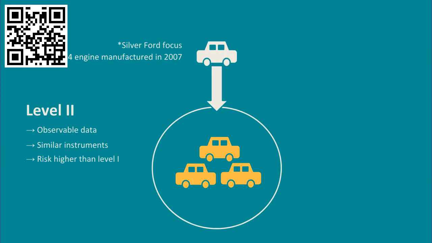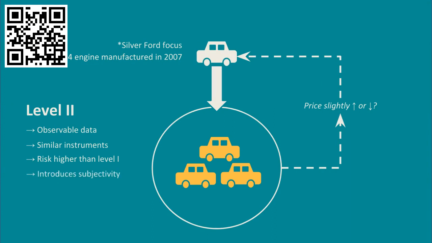What we have to do is we have to take the observable price for the yellow one and think about whether the yellow one might be worth slightly more or slightly less than our silver one. And having to adjust this observable transaction therefore introduces subjectivity and thus introduces risk into the fair value measurement.